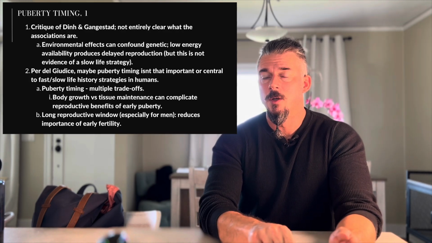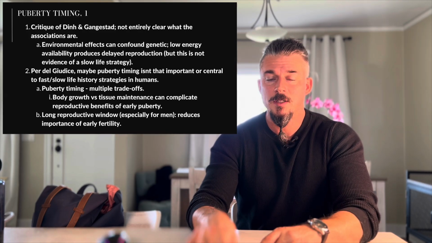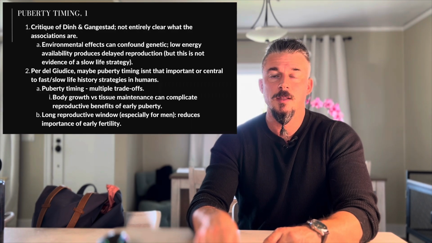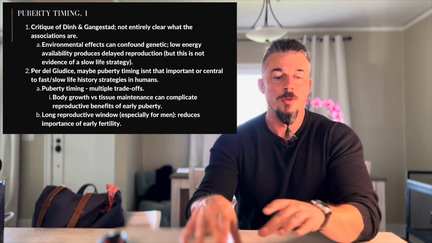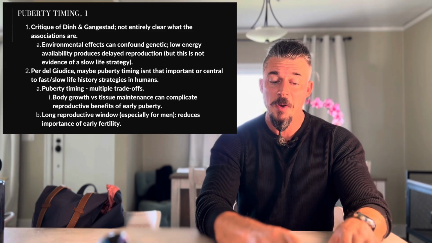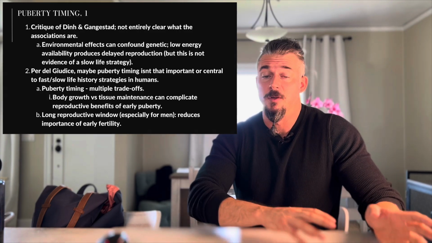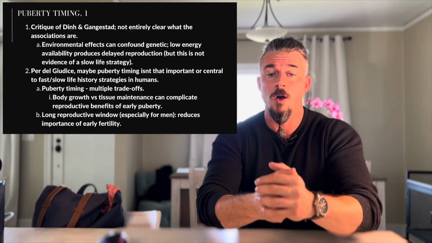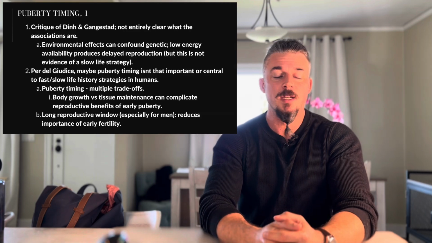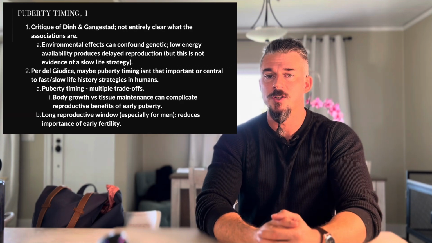There's a long reproductive window as well for human beings. This is kind of important to consider in this. That having an earlier timing for puberty, it might be really important if you are an animal that lives 4 years or something like that. You're a bird, you're a sugar glider, you live 4 years. It's like, whoa, you have an extra few months that can really enhance your fertility. Not necessarily the case in human beings who live for many, many decades and have this really long reproductive window, especially for men, who have a reproductive window that lasts until they're quite old. So that probably reduces the importance of early fertility in human beings. And so maybe we shouldn't be looking at puberty timing or early fertility as a big deal as far as fast, slow life history strategies go.